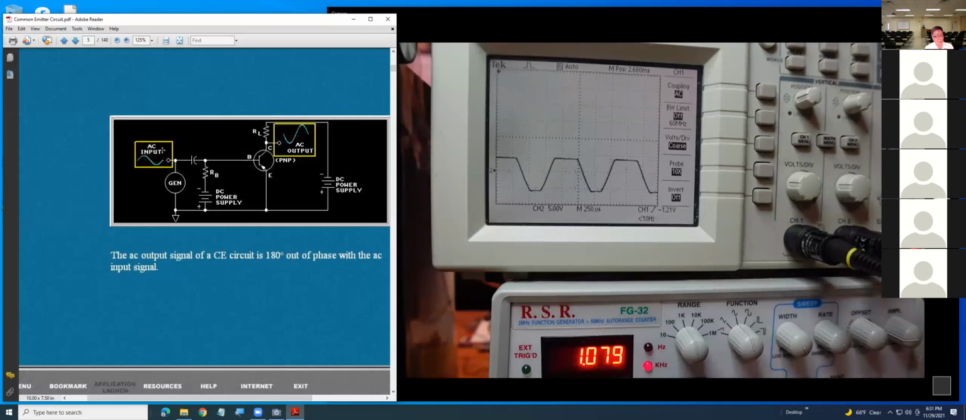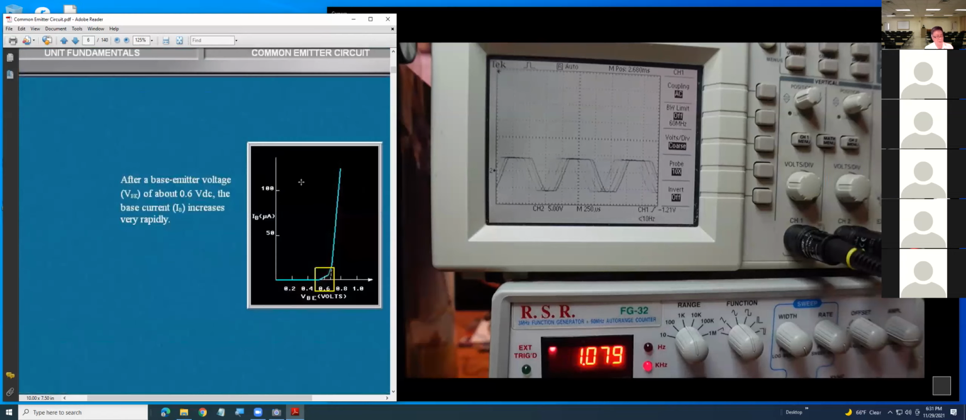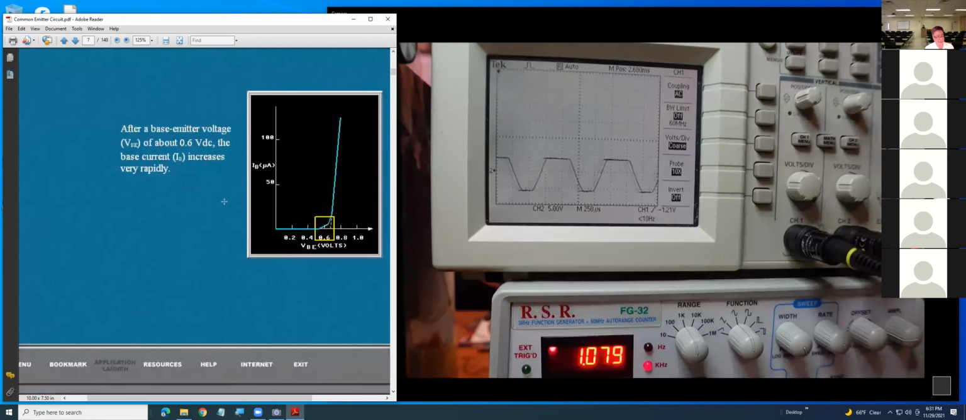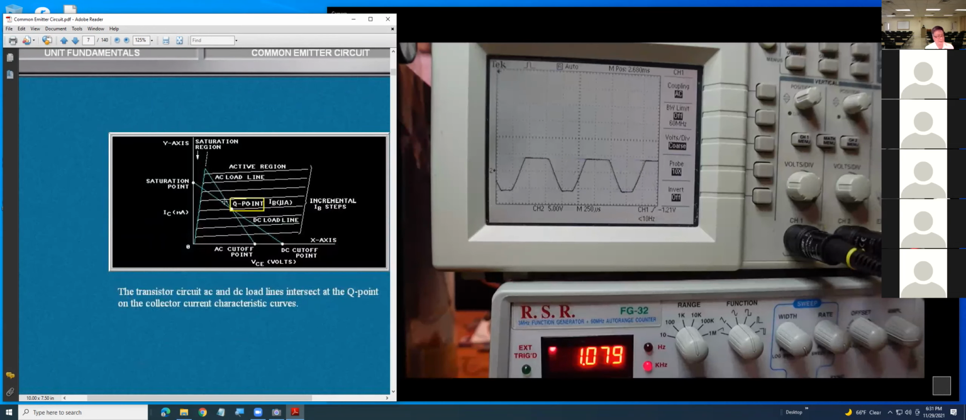And they're telling you the input and output are out of phase. Input goes up, output goes down. Input goes down, output goes up. Okay, so after the base emitter voltage is up about 0.6 volt, the base current will increase.